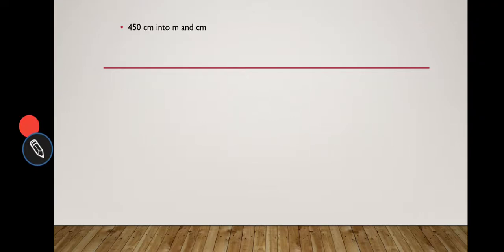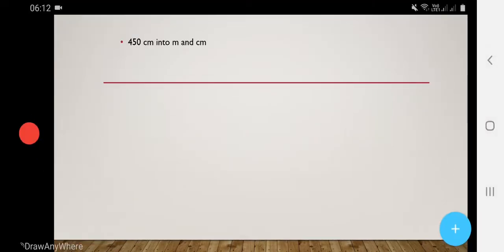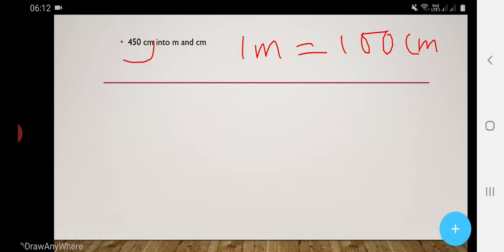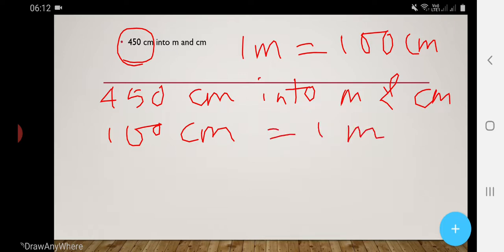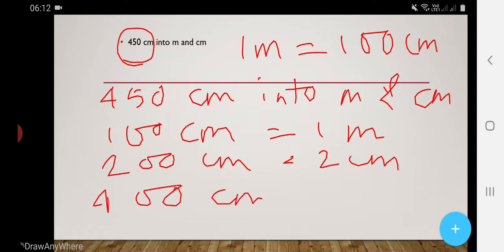Next, 450 centimeter into meter and centimeter. 1 meter is equal to 100 centimeter. Here 450 centimeter. Now if I write 450 centimeter into meter and centimeter, what do I have to do? 100 centimeter is equal to 1 meter. So 200 centimeter is equal to 2 meter. So 400 centimeter is equal to 4 meter.